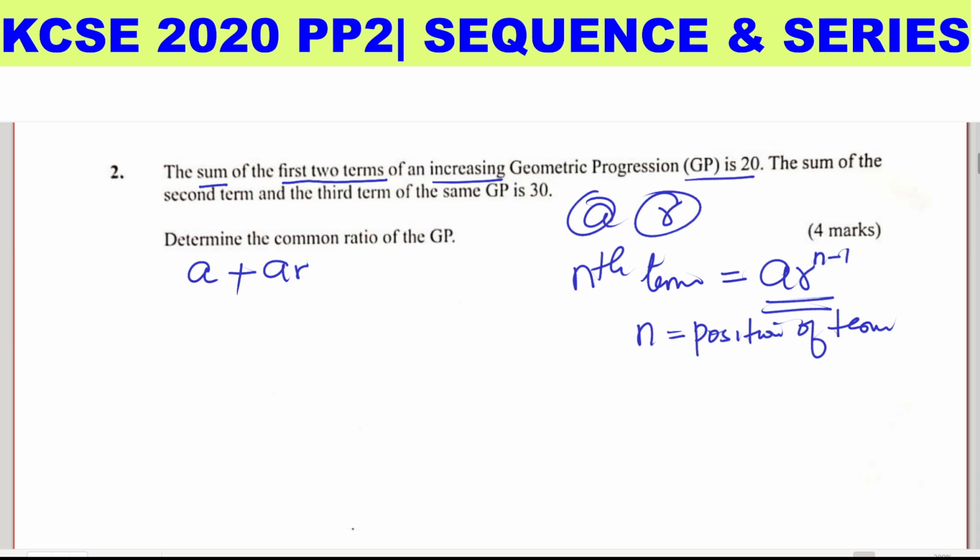So in this case, the sum of the first two terms will be given by A plus AR, and that is given as 20.